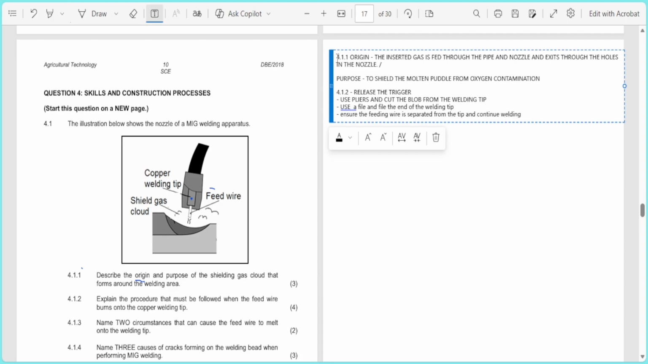This is a common issue that every welder faces. When the wire fuses to the tip, it's usually because of too much heat buildup or incorrect settings on the machine. The key here is don't just yank it out, make sure you cut it away with pliers.